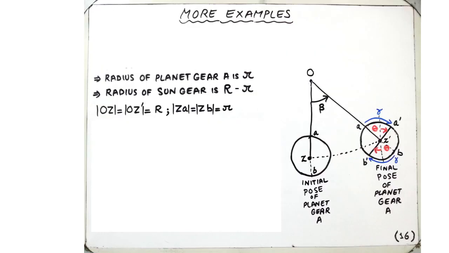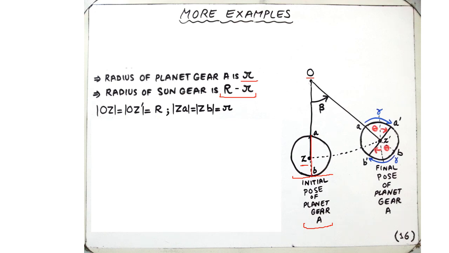In this problem, we shall write the equation of motion for one of the planet gears, planet gear A, whose radius is small r, and in comparison, the radius of the sun gear is capital R minus small r. The initial pose of the planet gear A is such that OZ is perfectly vertical, and a segment of this vertical line, that is AB, as shown here, is also perfectly vertical.